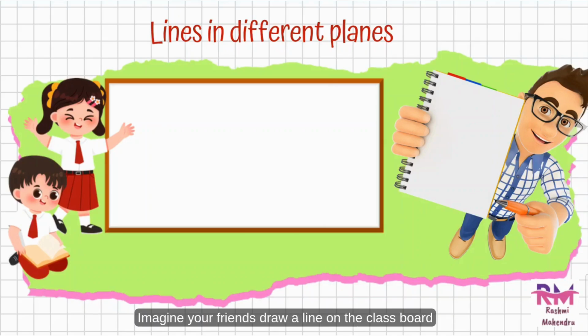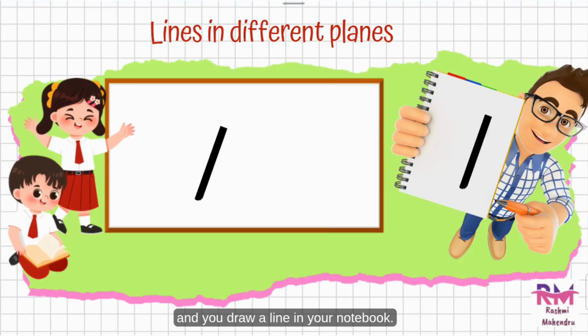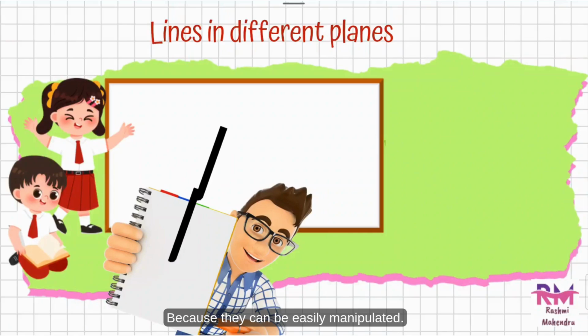Let's explore. Imagine your friends draw a line on the classboard and you draw a line in your notebook. Can you compare these two lines? Not really. They are in different planes. But why can't we compare them? Because they can be easily manipulated. So for the lines to be parallel or intersecting, they need to be in the same plane.